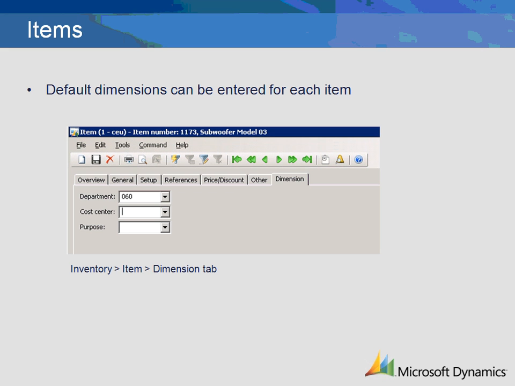Default dimensions can also be entered for each item. The financial dimensions will default into transactions buying, selling, or producing the inventory item. Inventory items also have inventory dimensions. These are completely independent of the financial dimensions.